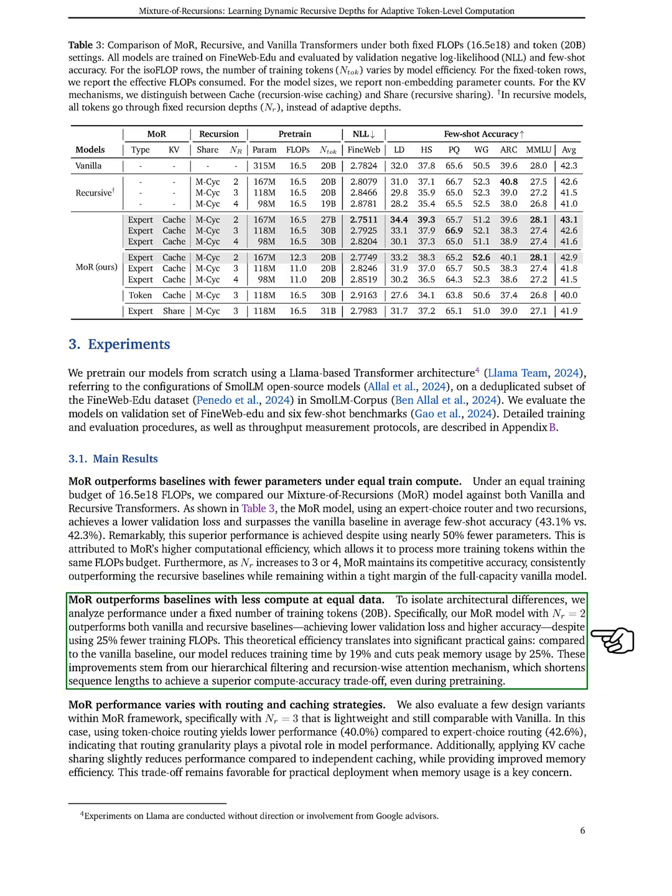We also evaluated performance with a fixed number of training tokens. Our Moore model with 2 recursions outperformed both vanilla and recursive baselines, achieving lower validation loss and higher accuracy while using 25% fewer training floating-point operations. This efficiency translates into practical benefits, reducing training time by 19% and peak memory usage by 25%. These gains result from our hierarchical filtering and recursion-wise attention mechanism, which shortens sequence lengths for a better compute accuracy trade-off, even during pre-training.